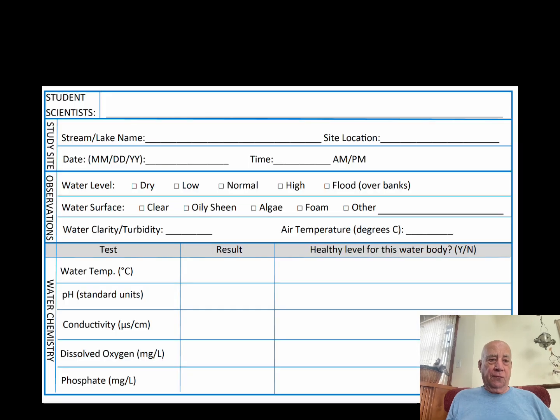So this is a form that you'll be filling out. Don't bother looking at it a lot right now, but you're going to be measuring water temperature, pH, conductivity, things that don't mean much to you now, and dissolved oxygen. So, what is dissolved oxygen?